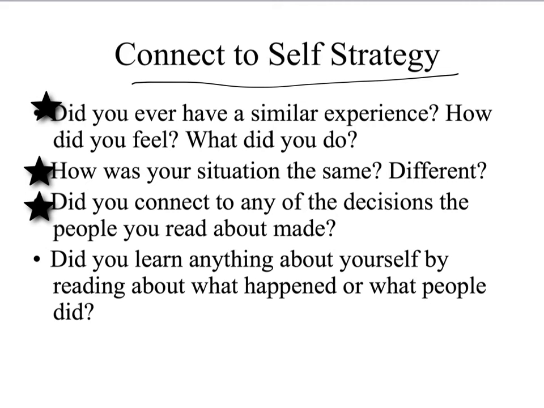So for example, you may decide that you connect to the decisions that were made by the author. Or maybe you don't like the decisions the author made, but instead you connect to the decisions made by the author's wife or the author's friends. Either of those are fine. You don't have to agree with what the author does or says in order to take meaning from the text.